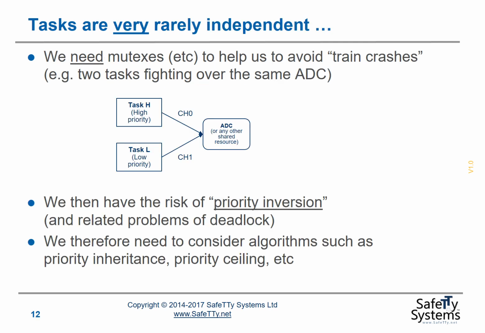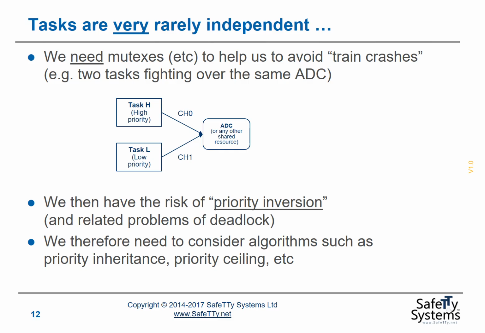So let's consider the question of task independence, which is assumed in an RM model. In practice, tasks are very rarely independent in practical systems. Let's consider a simple example. Suppose we've got just two tasks in our system. Task H, which is high priority, task L, which is low priority.